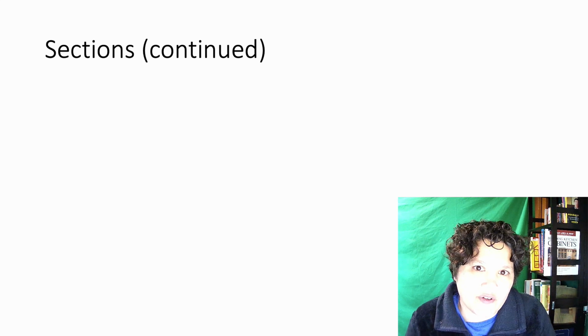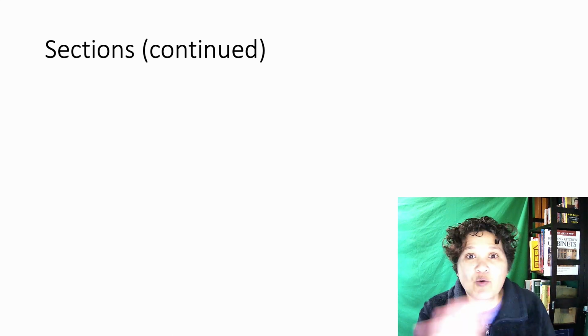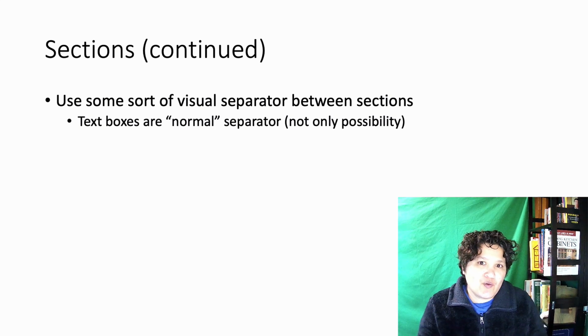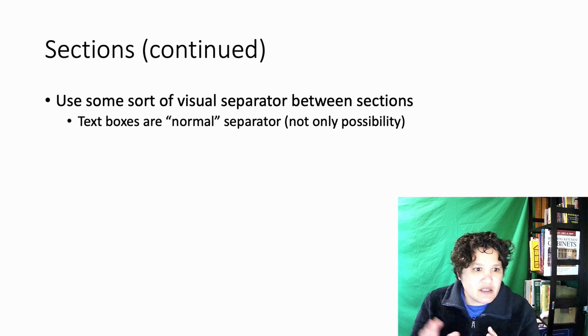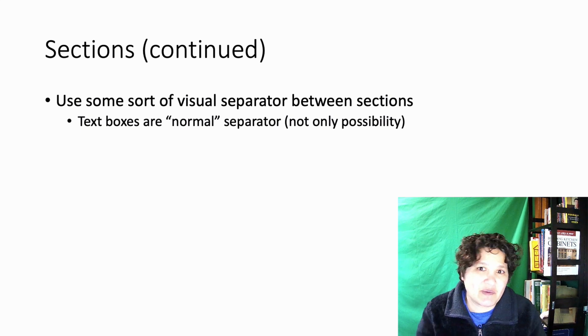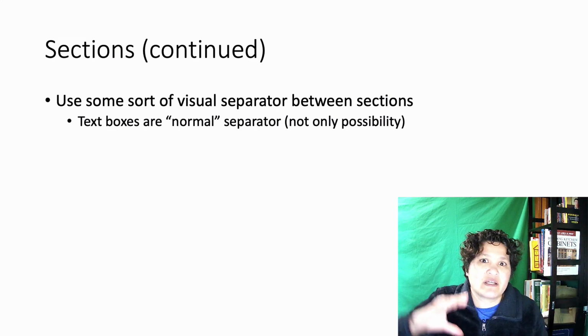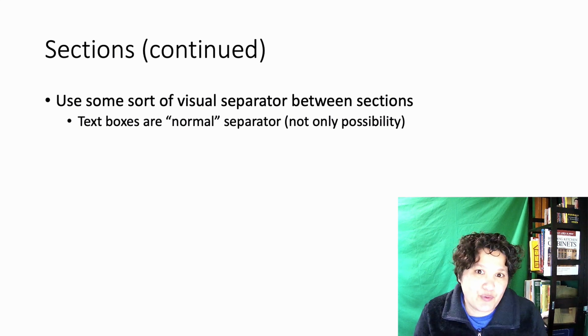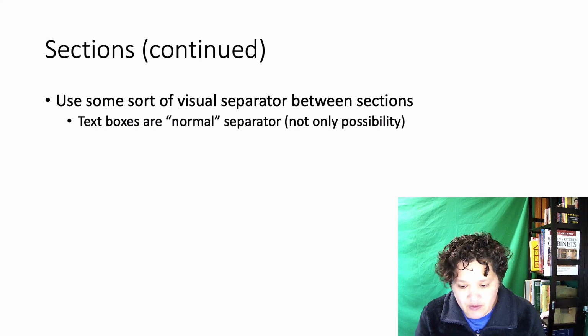But posters are different because you can put those sections in any order you want on the poster. You need to visually show where each section is. So a lot of people use text boxes. It doesn't have to be. Sometimes you can just use clean white space. That is a personal preference, how you separate things out.